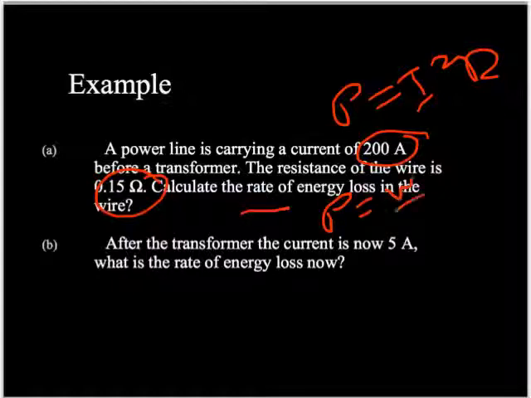Power is equal to work divided by time, so anything divided by time is rate. If there's an exam question that asks for something per second and so on, then that's what you're looking for, the rate. After the transformer, the current is now 5 amps. What is the rate of energy loss now? Okay, essentially the same sort of thing.